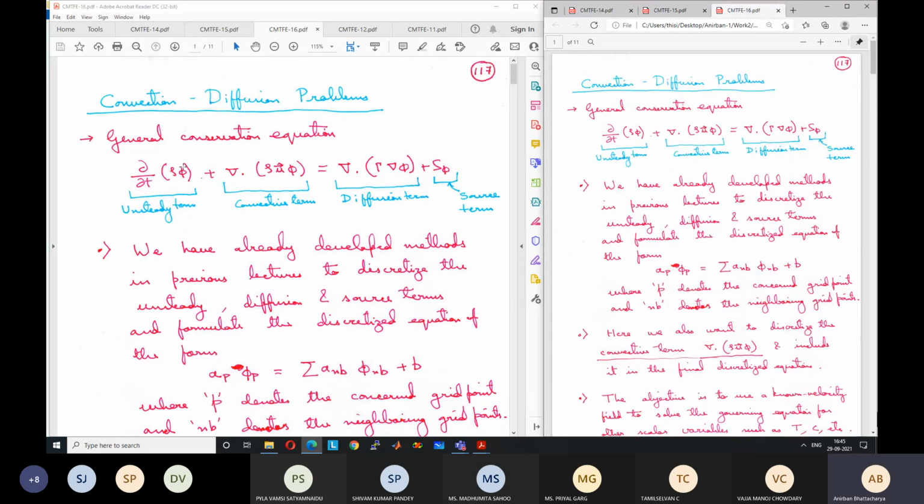del/del t of rho phi, where phi is a general variable like temperature, or say u velocity or v velocity or concentration, plus del dot rho u phi is equal to del dot gamma del phi plus S, the source term. So four terms were there: unsteady, convective term, diffusive term, source term. And till now we have learned how to treat the unsteady term, diffusive term, and source term. So you should be in a position to write a code.